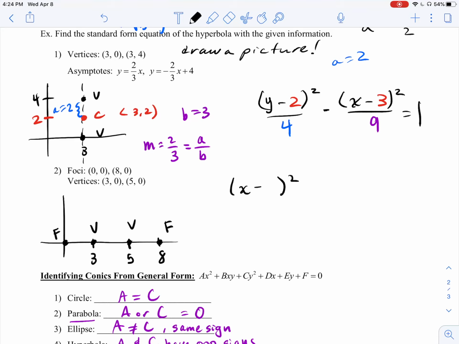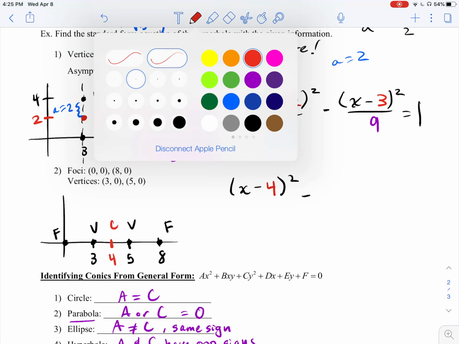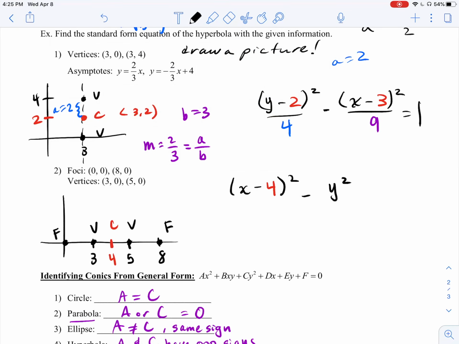I just know my x term is positive, which means my y term is going to be negative. The next thing I know is where my center is. I know that my center is exactly halfway in between the two vertices or halfway between the two foci. So that's where that is. I can go ahead and start filling in what we know. My x term component is 4. My y component then is 0. So for my y component, I can just write y squared. I don't need to write y minus 0 squared. I know that my branches are going to be opening left and right. Just roughly sketching this so I can visualize it.